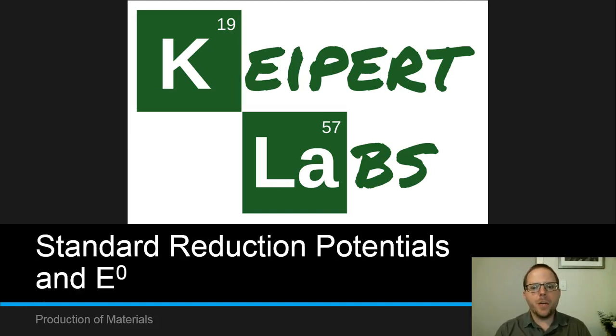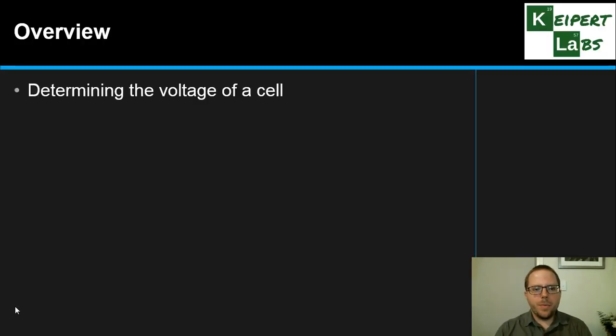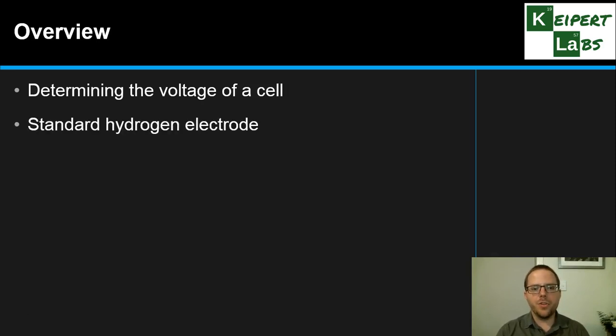In today's video we're going to be discussing standard reduction potentials and what we call E0 or E-naught, depending on your pronunciation. So, going for an overview, we're going to talk about how we can determine the voltage of a galvanic cell. So think about being able to predict how much electrical energy a galvanic cell is going to produce, theoretically, and so then we can compare it to practically.